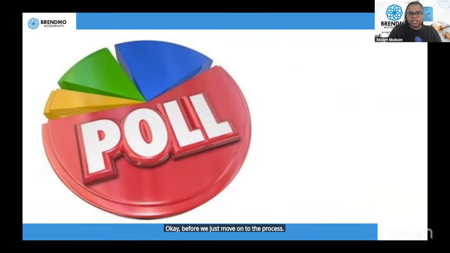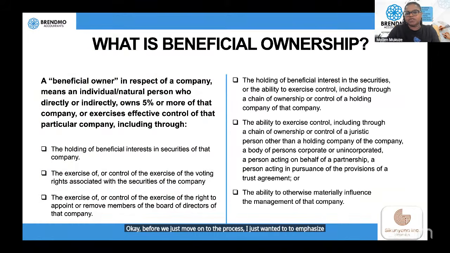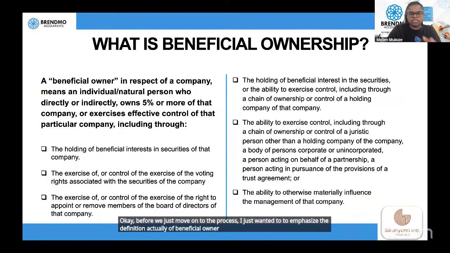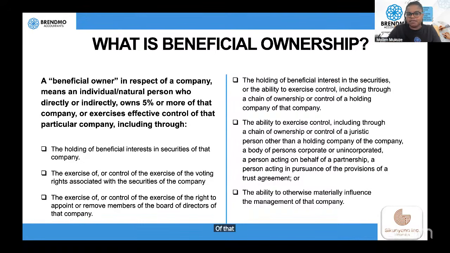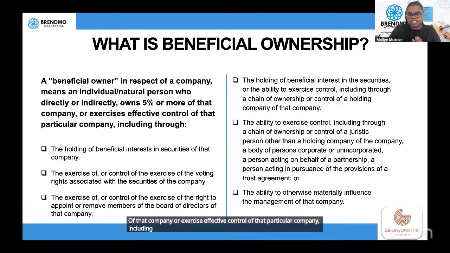Before we move on to the process, I wanted to emphasize the definition of beneficial ownership, for those who might be thinking, am I required to do that? I think Yolelwa emphasized that if you own 5% or more of that company or exercise effective control of that company, including the holding of beneficial interests, or you have voting rights associated with the shares of that company. So these are the requirements.